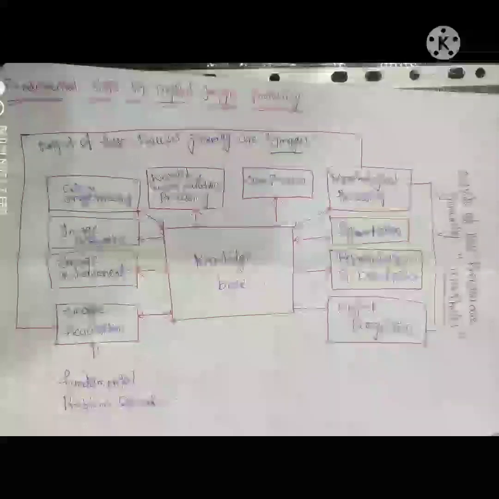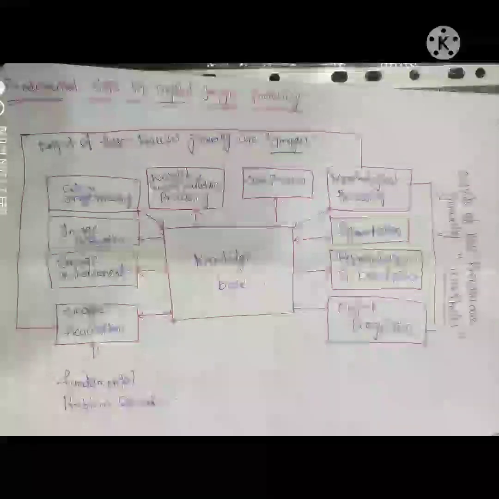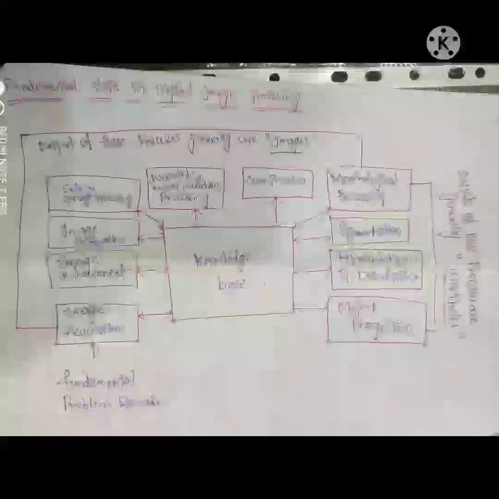Next we go for the knowledge base. Knowledge about a problem domain is coded into the image processing system in the form of a knowledge base. So, simply we can say, all the information used for processing of an image is provided in the knowledge base.